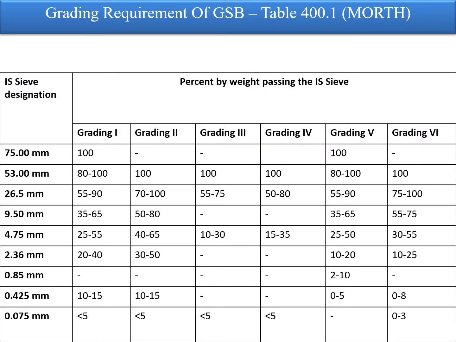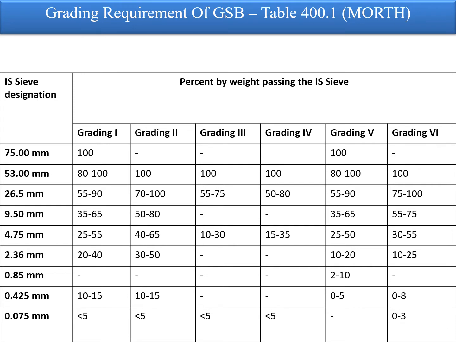Grading requirements of GSB are given in Table 400.1 of MORTH. The extract of this table is shown in this slide. The gradations are generally divided into 6 types, grading 1, 2, 3, 4, 5 and 6, and the sieve sizes range from 75 mm, 53, 26.5, 9.5, 4.75, 2.36, 0.85, which is rarely used in grading 5, and 0.425 or 75 micron sieves.